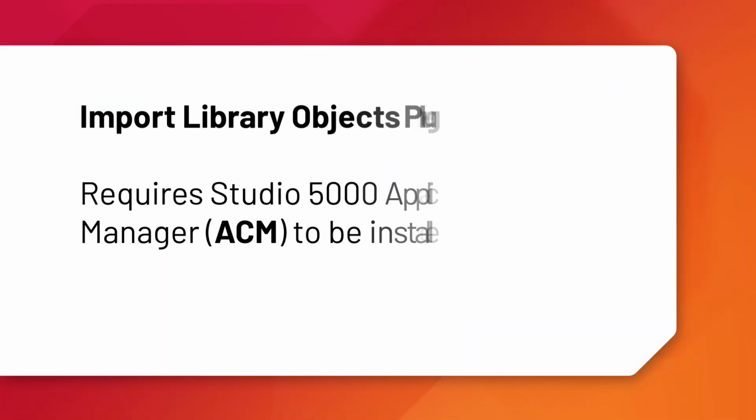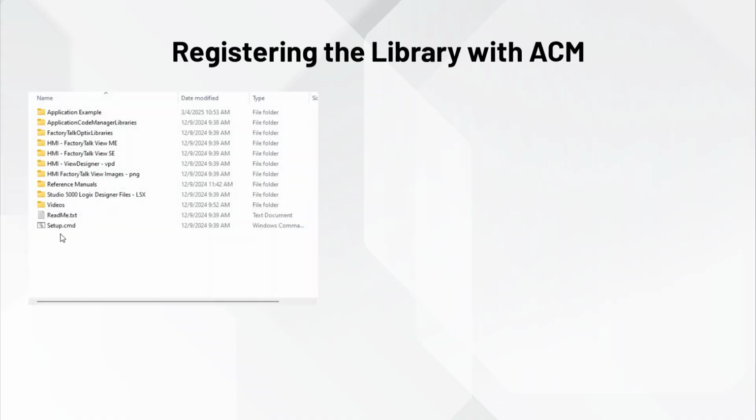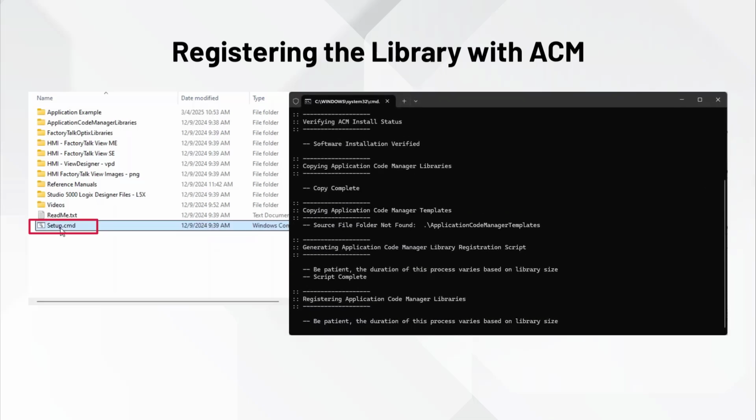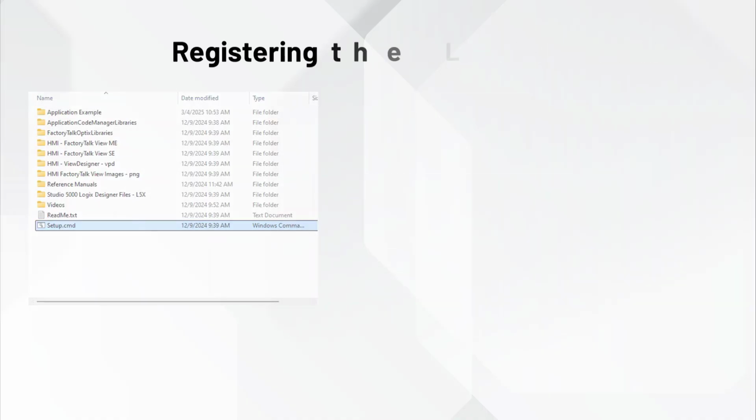Okay, let's start by looking at the first method using the Import Library Objects plugin, which requires Studio 5000 Application Code Manager, often called ACM, to be installed. Before importing any new devices, the library needs to be registered. Find the setup command file in the root folder of the library files and run it. This will register all of the library objects with ACM automatically. Close the script window once it is complete.